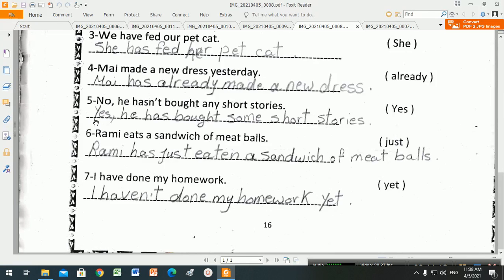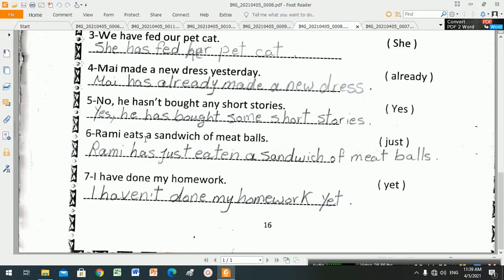Okay, number 5. No, he hasn't bought any short stories. And between brackets here, yes. So we are going to cross out no and put yes instead of no. So here, yes, he has. Of course, we will not put hasn't. It will be has. Yes, he has bought. And any comes with a negative sentence, but in an affirmative sentence we change any into some. Okay, some short stories.